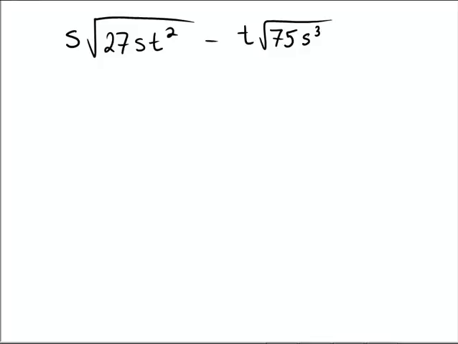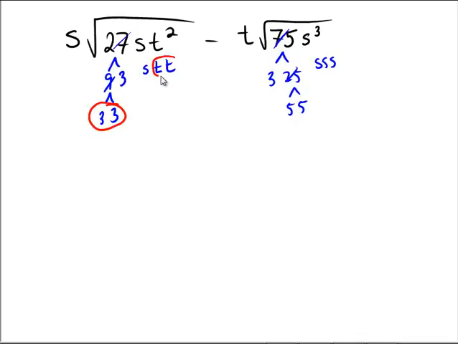Try to do s times the square root of 27 s t squared minus t times the radical of 75s cubed. So pause the video, take a shot on your own, and assuming you did so, 27 is 9 times 3, 9 is 3 times 3, and then s t squared. Over here, 75 is 3 times 25, 25 is 5 times 5, and we have an s, s, s from there. Any pairs? Looks like a pair of 3's and a pair of t's, and over here we have a pair of 5's and a pair of s's.